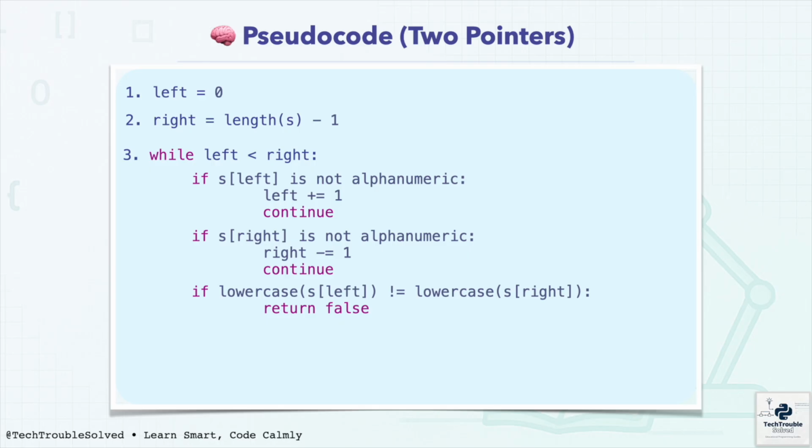If there is a mismatch, we directly return false. If they match, we move both pointers inward and continue. If the loop completes, it means no mismatch was found, so we return true. Now that the logic is clear in pseudocode, the code becomes a direct translation. Let's implement this on LeetCode.